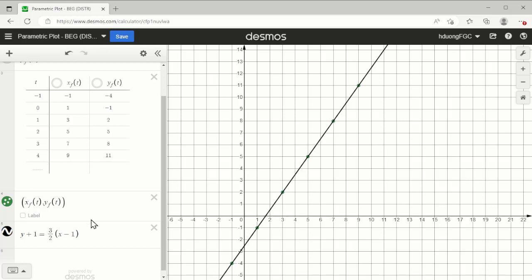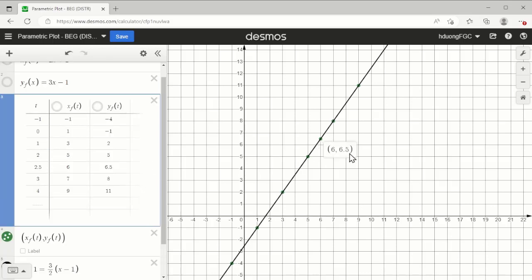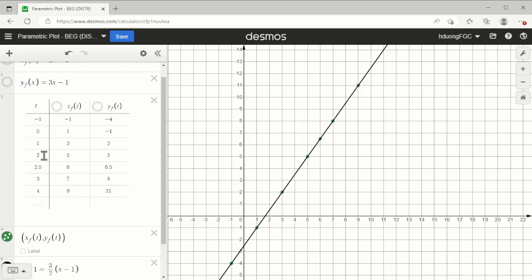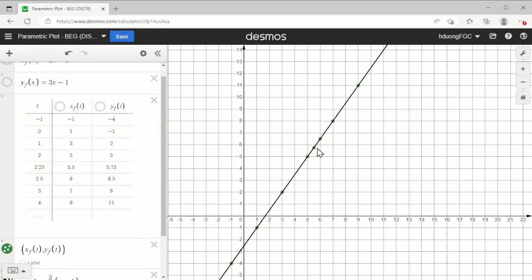Because we only reached t values that are whole numbers, but what about other t values like t equals 2.5? Right here, 2.5, we have another point if you observe. The table shows 6, 6.5, which is that point right there. And between 2 and 2.5, if you put in 2.25, for example, you have another point right here.